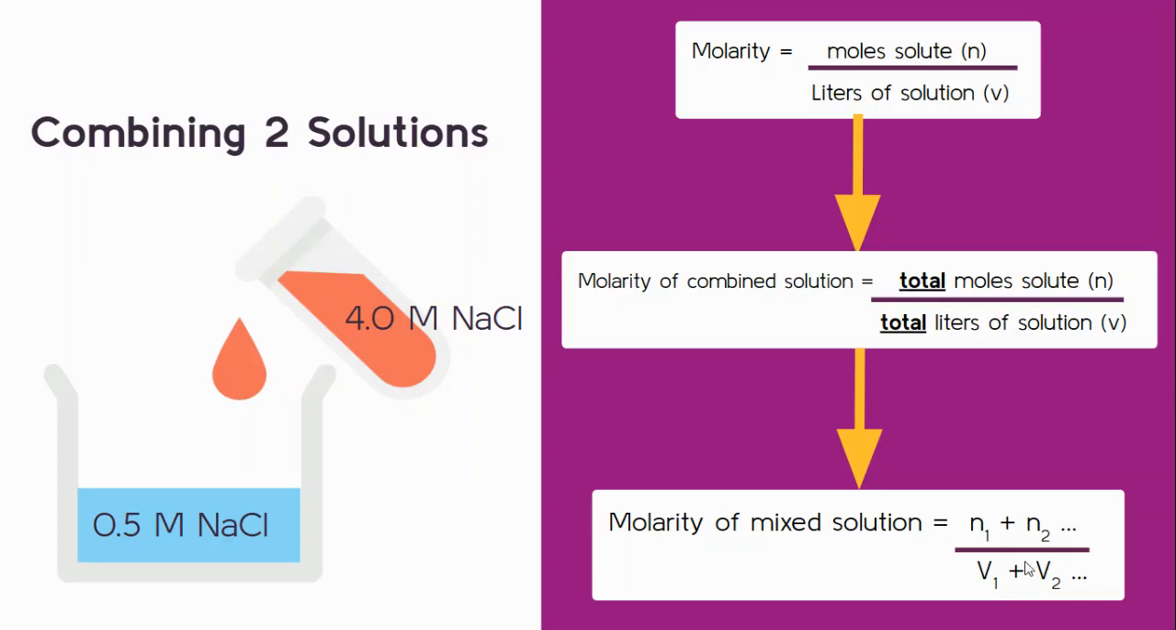If there's a third solution, we'd also add that in, but I'm typically going to keep it to 2. And then we would divide by the total liters of solution, which means that we would add the volume of our first solution and the volume of our second solution. And if there's a third solution, we'd add the volume of that. But again, I keep it typically to 2. Once we divide that, that is going to be the molarity of our combined solution. So we're basically doing the molarity equation just with a couple extra steps.